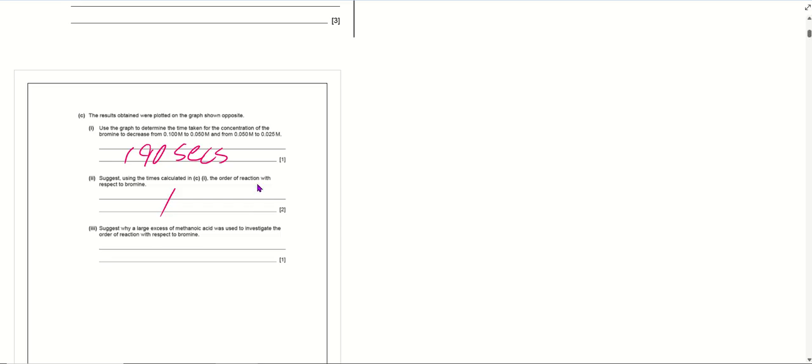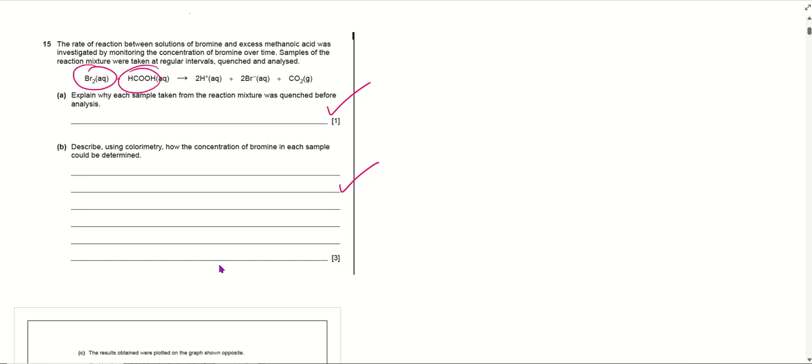Okay, right, then this question here always causes a bit of difficulty. Suggest why a large excess of methanoic acid is used to investigate the order with respect to bromine. So if we go back up to the question, the bromine is reacting with, it tells us now, a large excess of the methanoic acid. And the reason why we do that is we want to make sure that our bromine in this particular instance is our limiting reactant. That is the thing that is controlling the rate of the reaction.